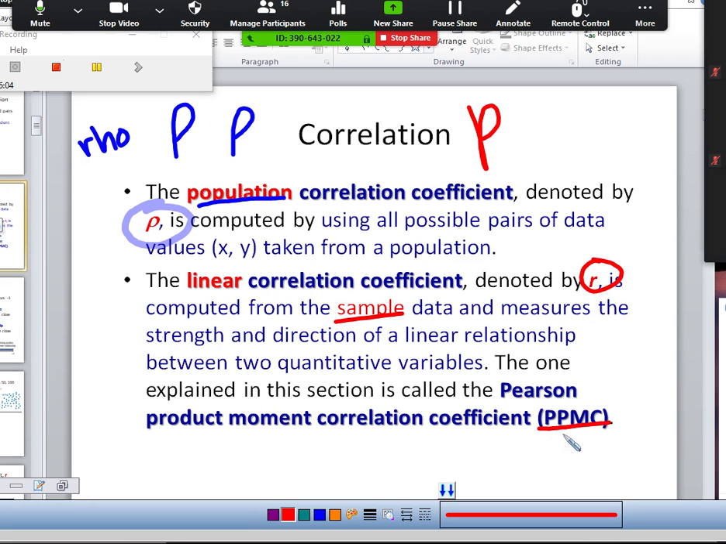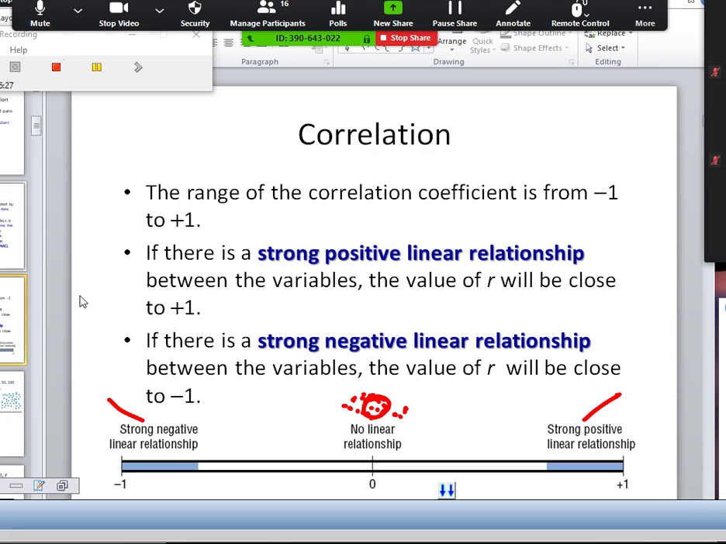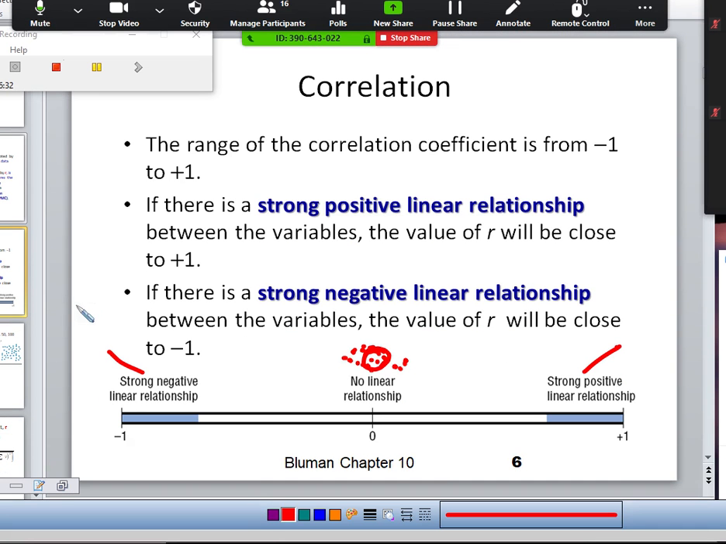And then we'll be comparing using the PPMC table for our critical value. So we're going to compare r to our critical value from the PPMC table. The range of correlation is from -1 to +1. If there's a strong positive correlation, in other words, it makes a total positive line, then it's going to be right around +1. If there's a strong negative correlation, a straight line with a negative slope, then it's going to have a correlation coefficient closer to -1.